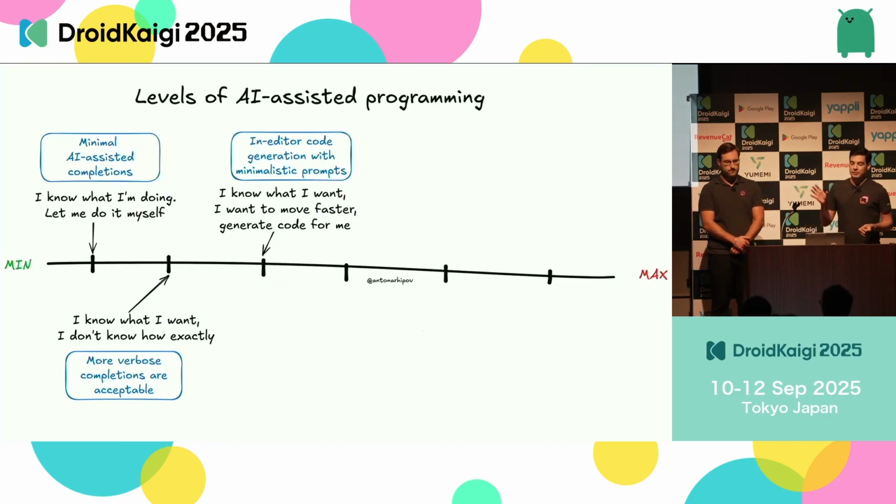The next step on our scale of AI assistance would be generating some code in the editor by providing a prompt to AI Assistant. This can be useful to generate things like small classes, implementations of methods, and so on. And you can also use it to change existing code that you have selected.